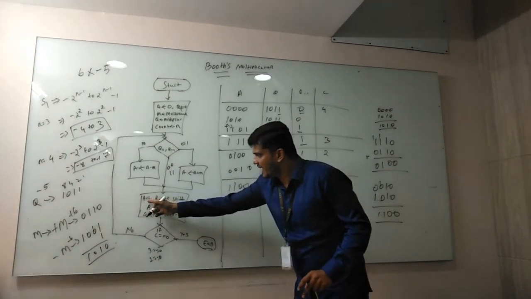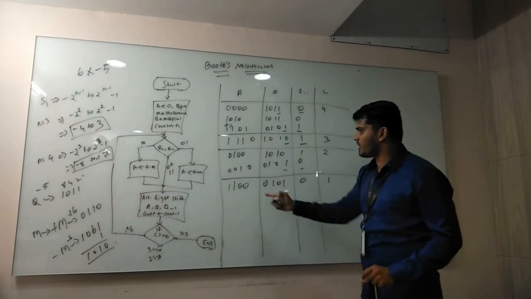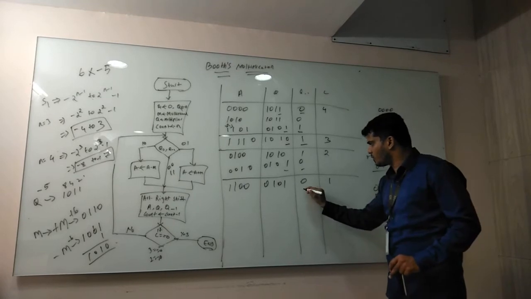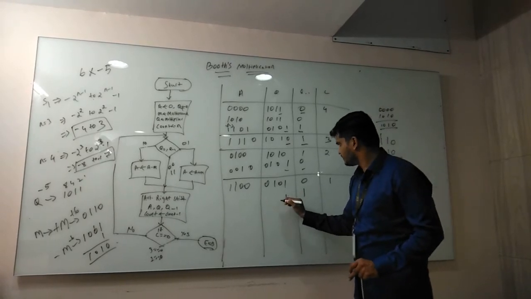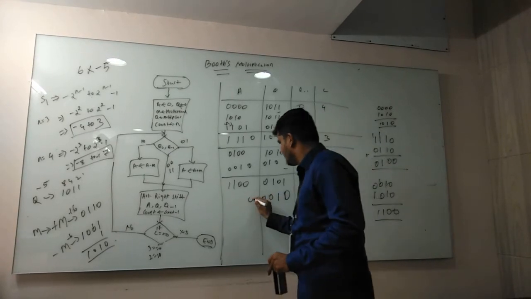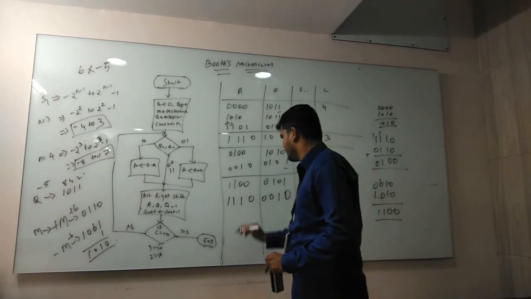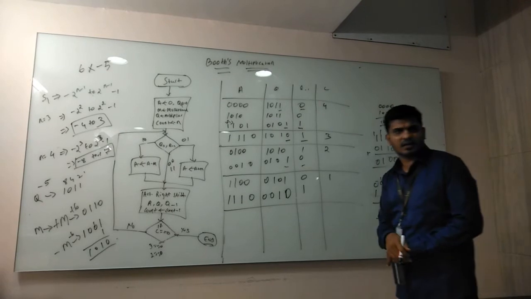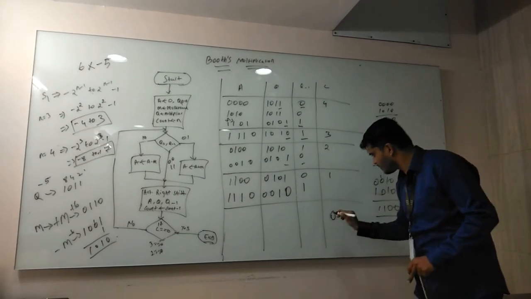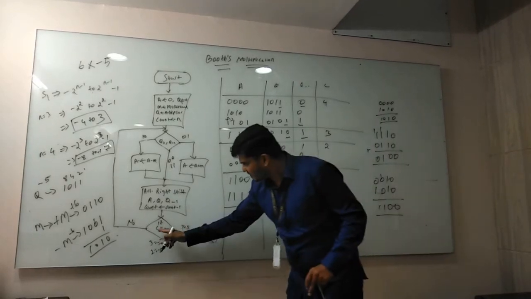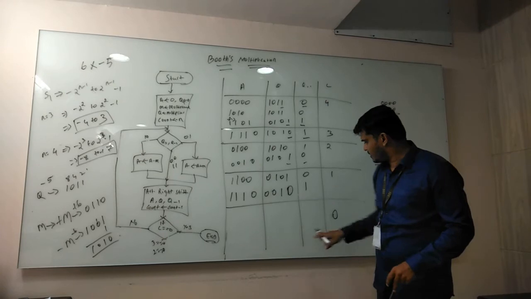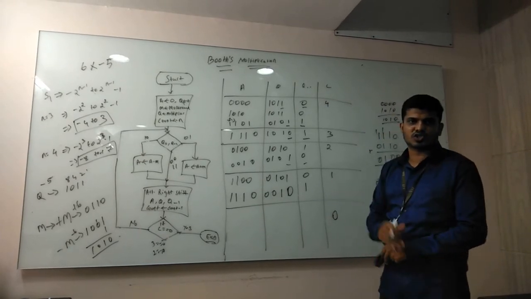And then do an arithmetic right shift of A, Q and Q minus 1. So 0 will go out, 1, 1, 0, 1, 0, 0, 0, 1, 1, 1. Then you decrement the counter, the counter becomes 0. Okay, so check if C is equal to 0. Yes, it's 0. So you stop.